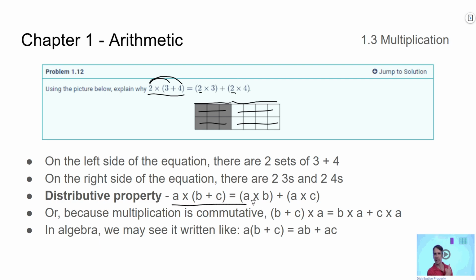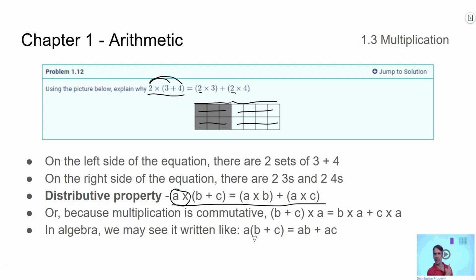And we can see that written out right here. If we have A times a grouping of B plus C, that would be the same thing as A times B plus A times C. Or, because multiplication is commutative, we can put this part on either side of the parentheses. So we can do A times B plus C, or B plus C times A. It doesn't matter if it's in the front or in the back. It would come out to the same thing. We see B times A, but we also know that's the same thing as A times B.